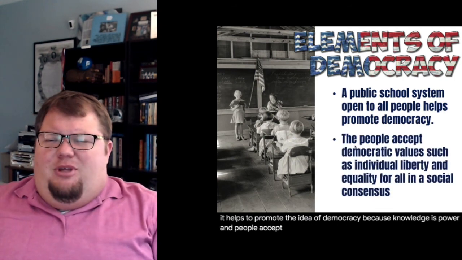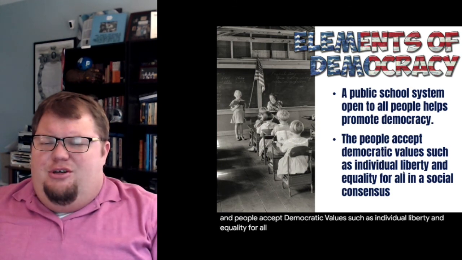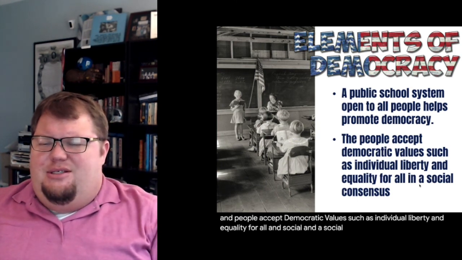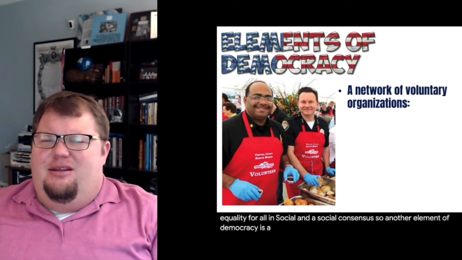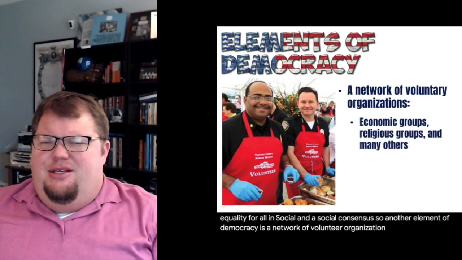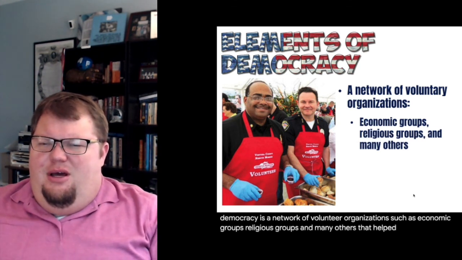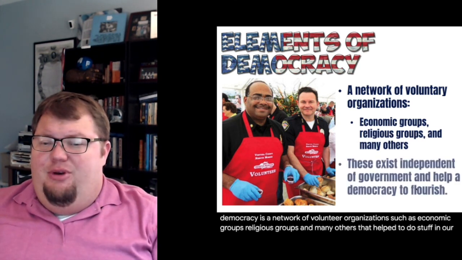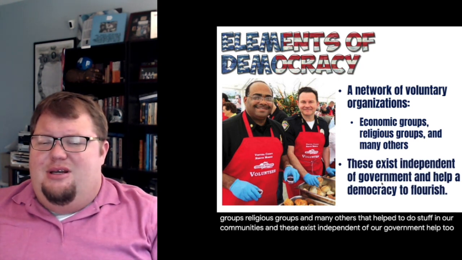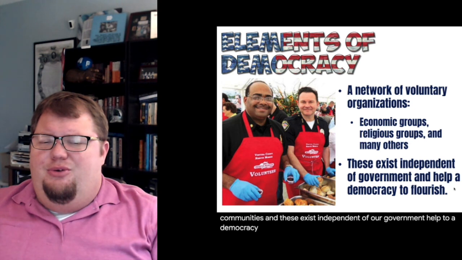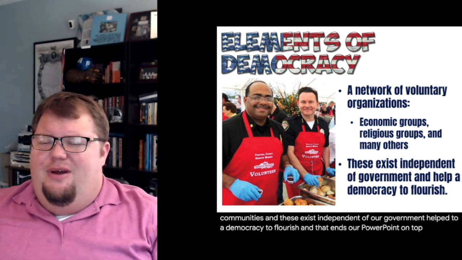And people accept democratic values such as individual liberty and equality for all in a social consensus. Another element of democracy is a network of volunteer organizations, such as economic groups, religious groups, and many others that help to do things in our communities. These exist independent of our government and help a democracy to flourish. And that ends our PowerPoint on types of government.